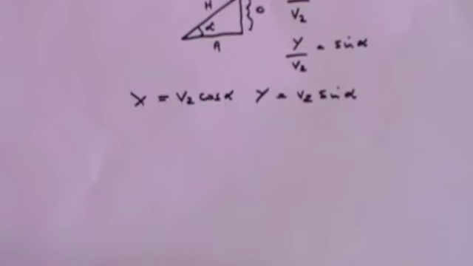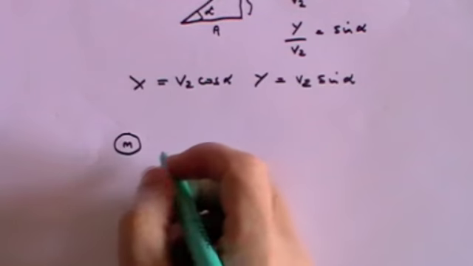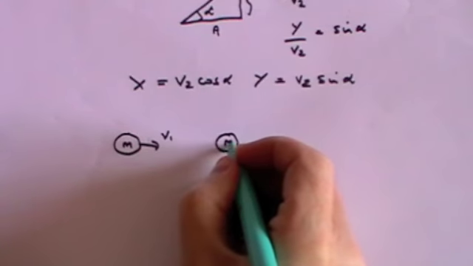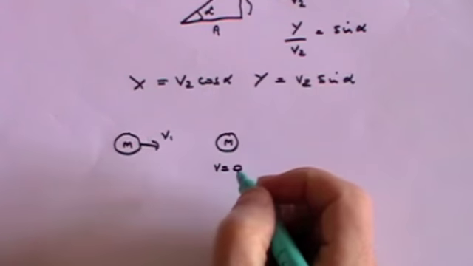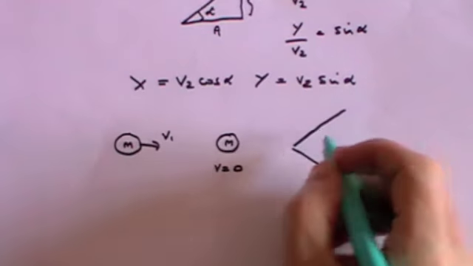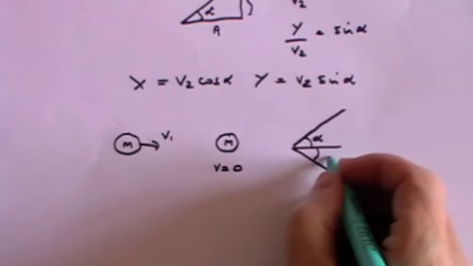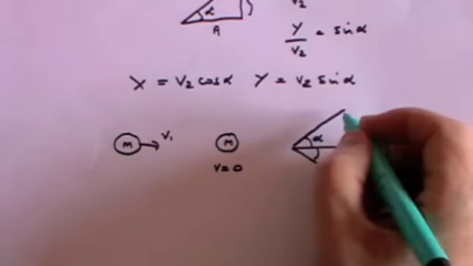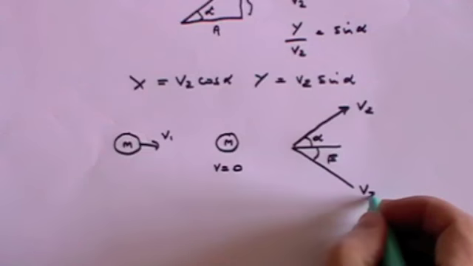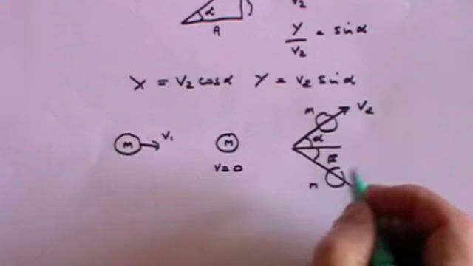So let's go back to our snooker table, and here we have mass m travelling at v1, hitting a ball of mass m which is stationary, the velocity is 0, and that results in the two balls going off, this at angle alpha to the x-axis, this at angle beta to the x-axis, this at velocity v2, this at velocity v3, the two masses remain the same, m.